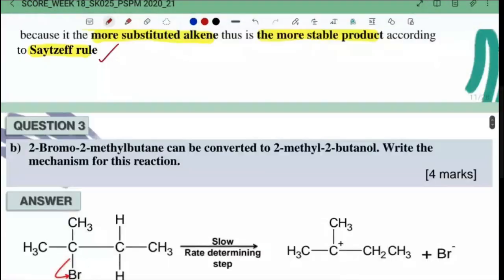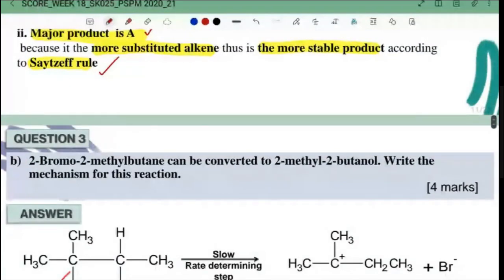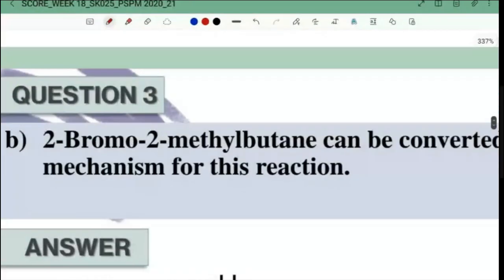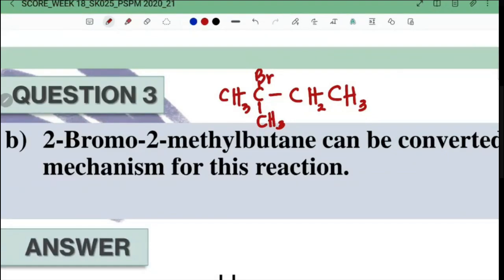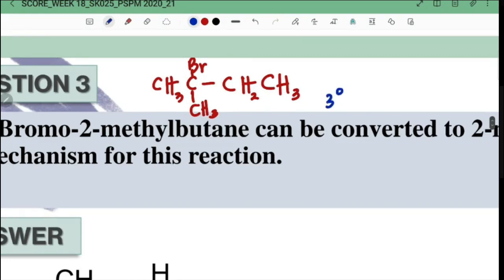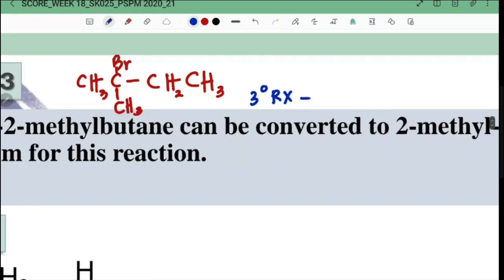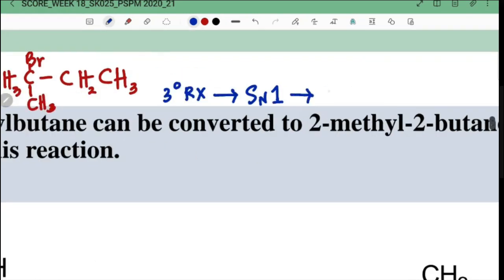Okay, 3-bromo 2-methyl butane can be converted to 2-methyl 2-butanol. Write the mechanism for this reaction. Okay, first of all, look at the structure. Okay, methyl butane. Okay, 2-bromo 2-methyl. So as we can see here, you have to determine what is the class of haloalkane first to determine dia punya mechanism, either towards SN1 or towards SN2. So since this is tertiary haloalkane, tertiary haloalkane is favored to follow the SN1, which involves the two steps mechanism.